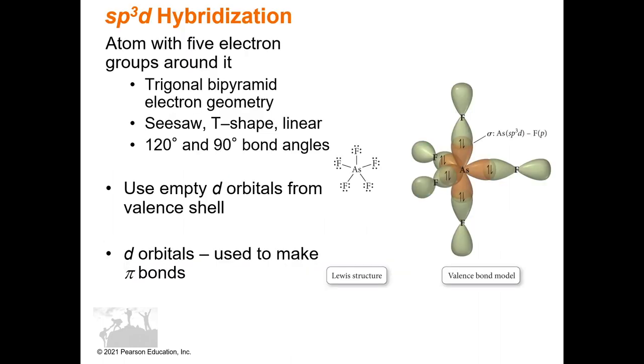Now, what happens when we throw in a d orbital? Well, now we're going to have a molecule with five electron groups. So that is a trigonal bipyramidal geometry. We're going to see these geometries again. It all depends on how many lone pairs there are. And you're going to see these bond angles, same as before. So really the only difference is this notation of the hybrid orbital.